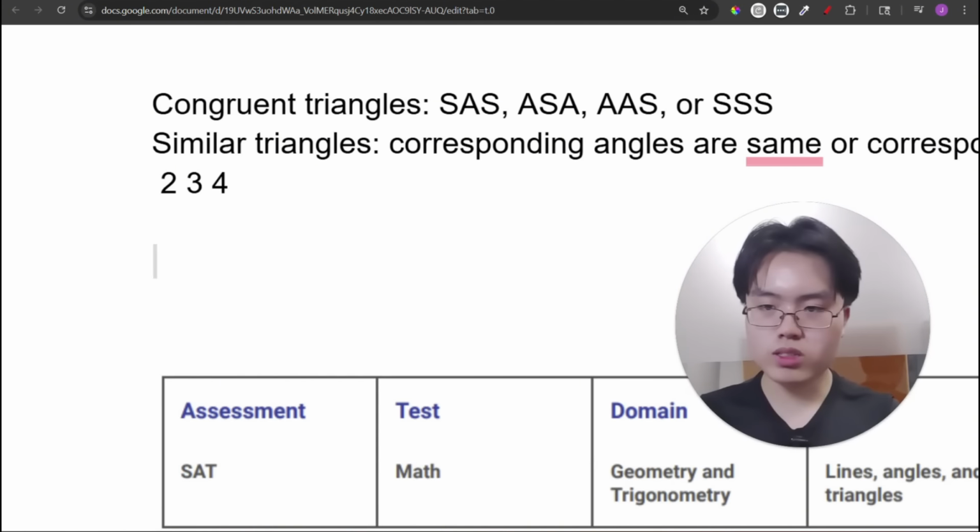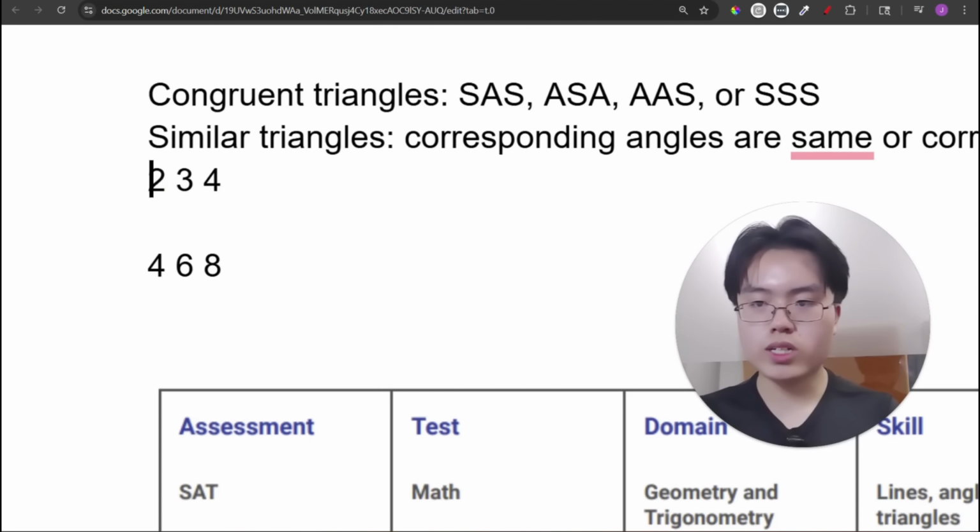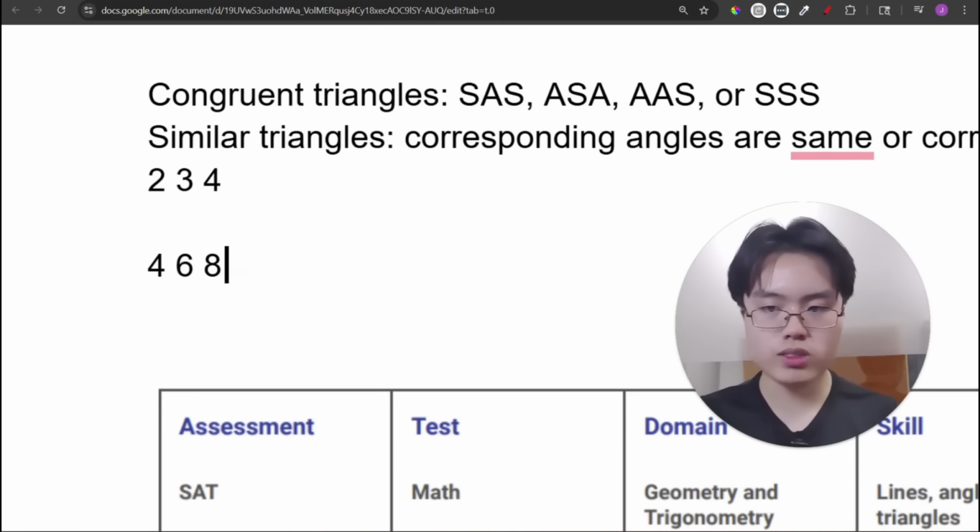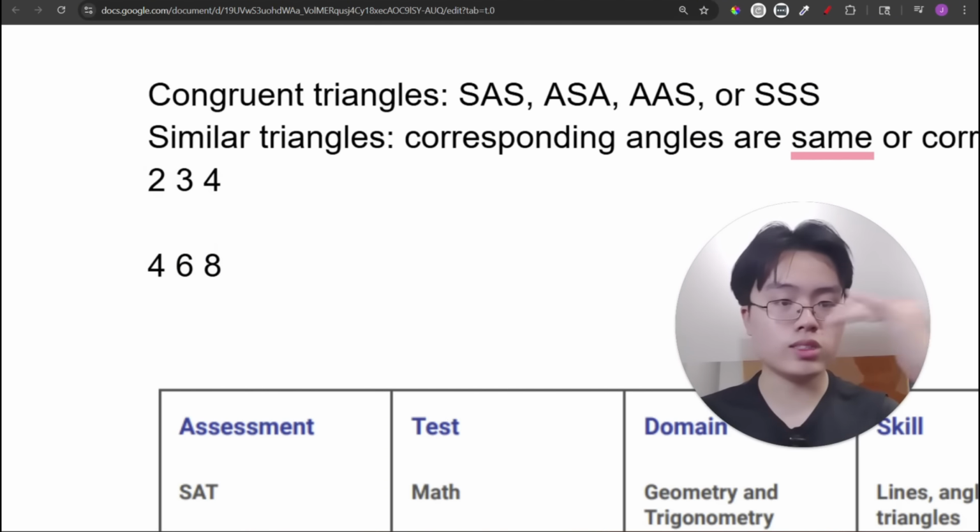And then another triangle has sides 4, 6, and 8. So we know one triangle has the side lengths 2, 3, and 4, and the other one has 4, 6, and 8. You notice that each side of the larger triangle is 2 times the corresponding side of the smaller triangle. So the scale factor is 2, and it's consistent between all the sides. That means these triangles are similar.